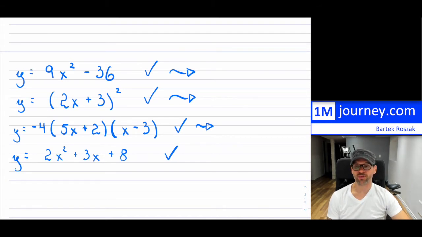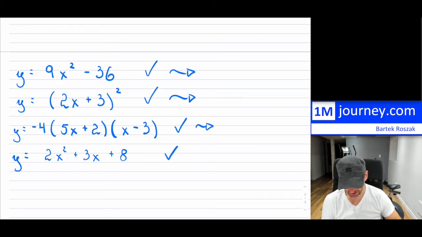Now, the problem always is when it's not in factored form, but it actually turns out that it's not that difficult to find the vertex either. So let's look through these examples. I'm going to break them down.